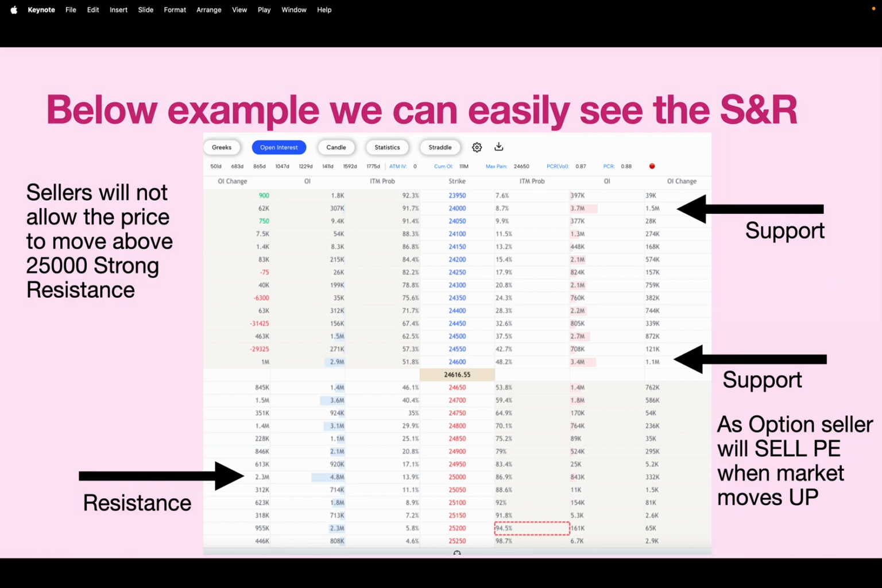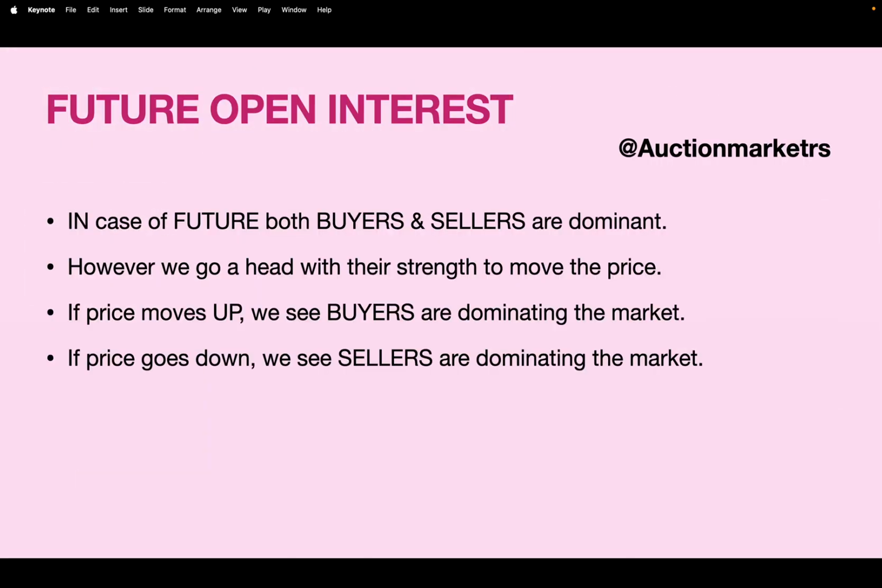As an option seller, he will always try to sell the PE when the market moves up. That's what I explained in the spot chart. When spot goes up, we will try to sell that particular option. That's how option sellers gain consistent profit compared to option buyers. So guys, I'll move to the next slide.